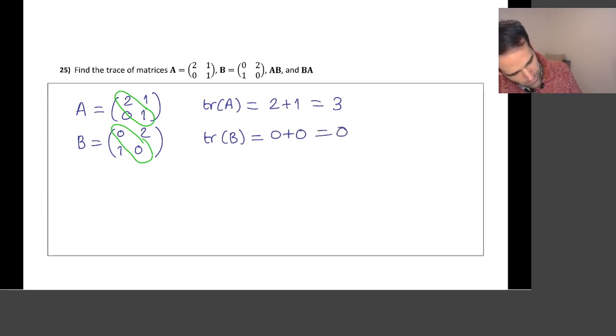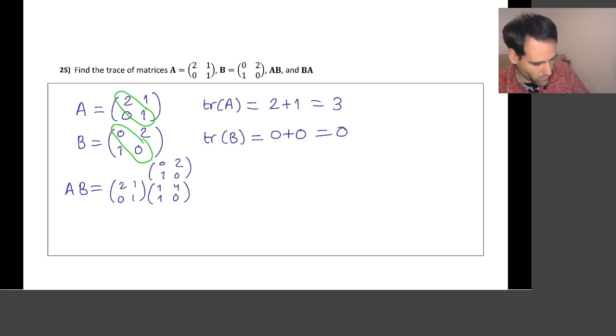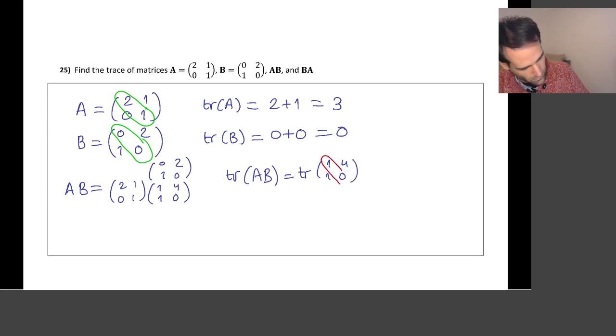Now the trace of A times B. First we need to calculate A times B. So A times B equals, let me do the calculation quickly, 1, 4, 1, 0. So the trace of AB equals the trace of 1, 4, 1, 0, and is equal to 1 plus 0, which is equal to 1.